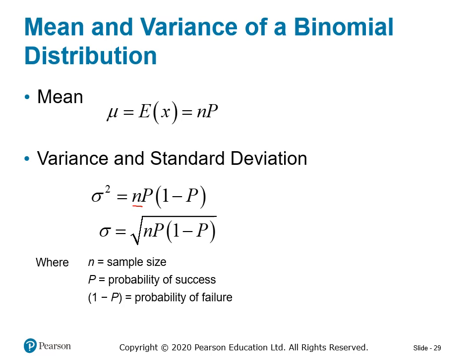So the standard deviation will just be the square root of that. The square root of N times P times 1 minus P is going to be the standard deviation, where P is the probability of success, and 1 minus P, of course, is the probability of failure, because there are only two options, success or failure.